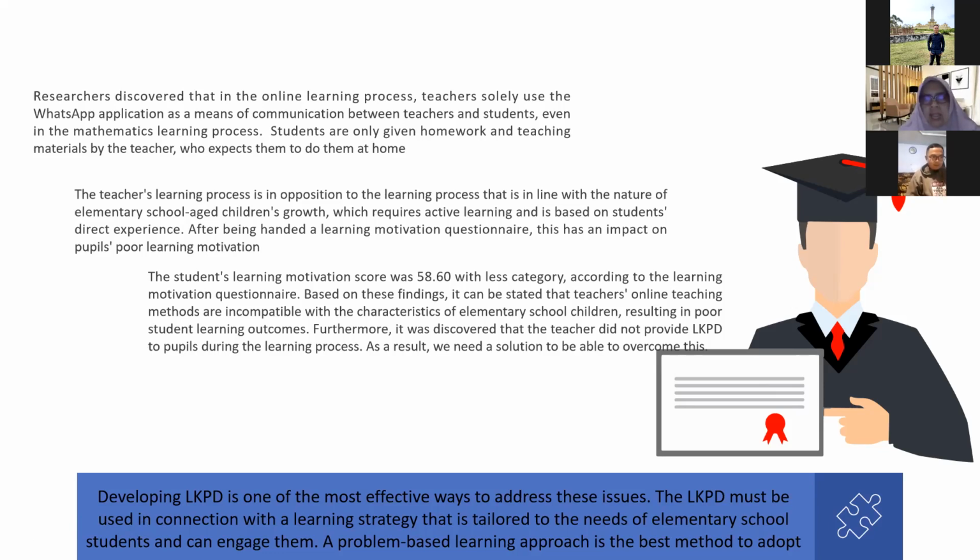After being given a learning motivation questionnaire, this has an impact on poor pupil learning motivation. The student's learning motivation score was 58.16, with the less category according to the learning motivation questionnaire. Based on these findings, it can be stated that the teacher's teaching methods are incompatible with the characteristics of elementary school children, resulting in poor student learning outcomes.